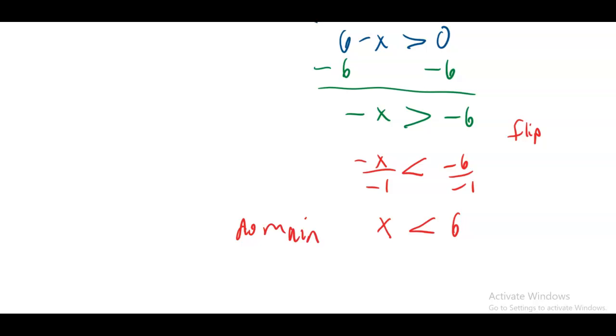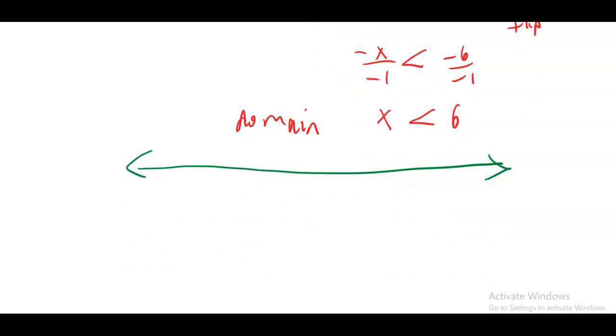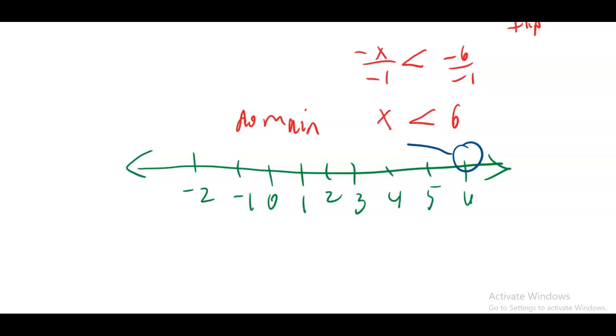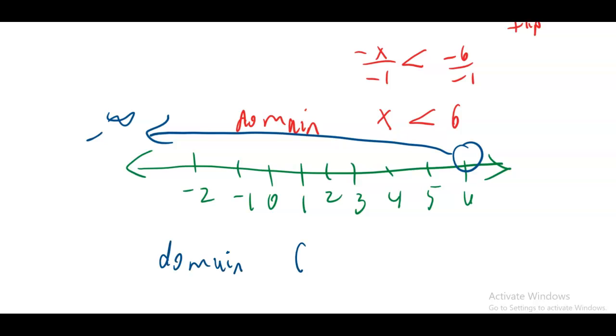X needs to be less than 6, but we want to write it in interval notation. If graphing it helps you to see the interval, then let's do that. These are our values of x. We want x to be smaller than 6, so it's an open circle over 6 and points to the left in negative infinity's direction. So the domain, the interval, is negative infinity, comma 6.